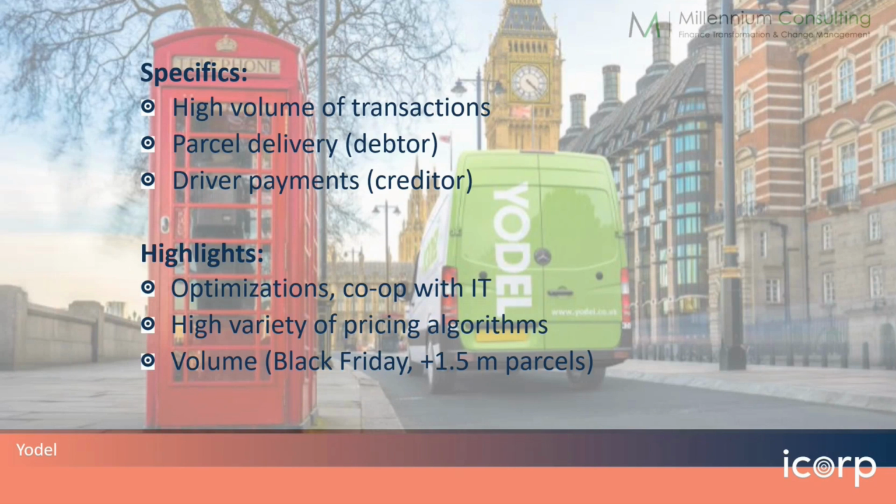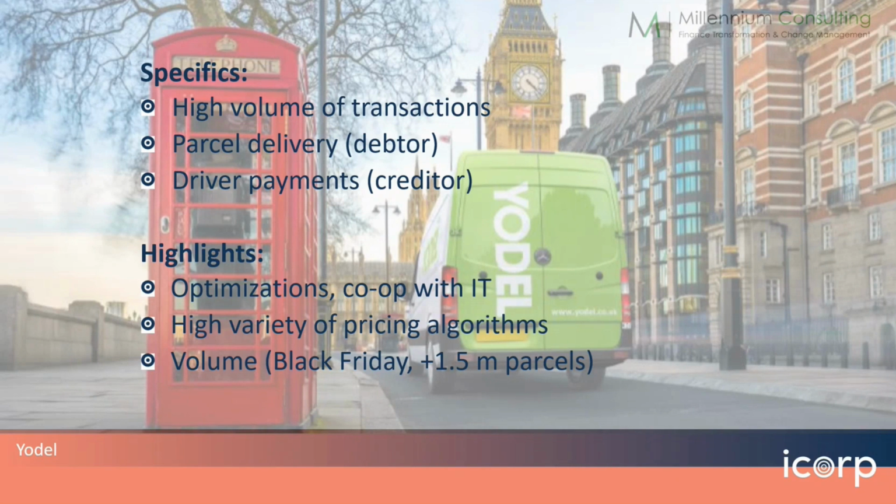One of the highlights here is that we have real optimizations taking place, which is really a cooperation with the IT team here, because there is such a large volume of packages. For instance, on Black Friday, where we have more than 1.5 million parcels being processed by the system, you really need a good cooperation with IT.